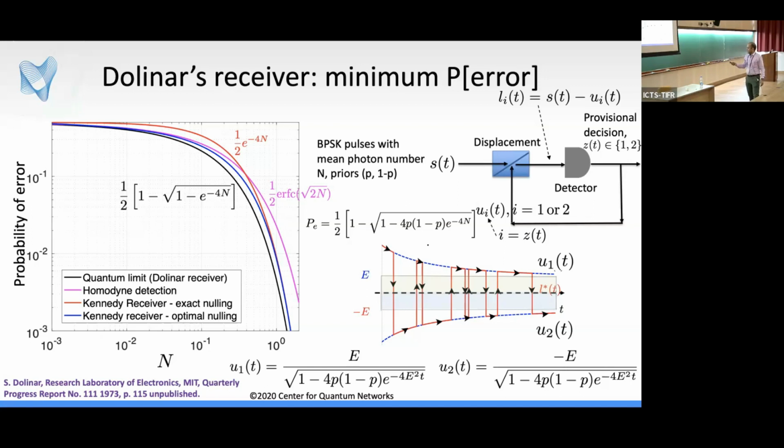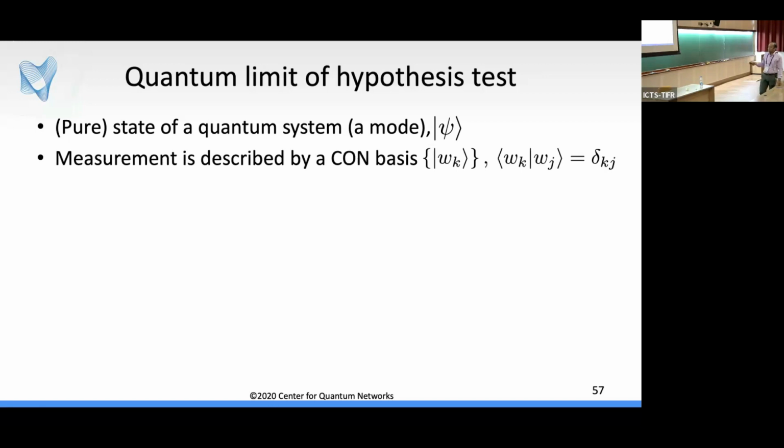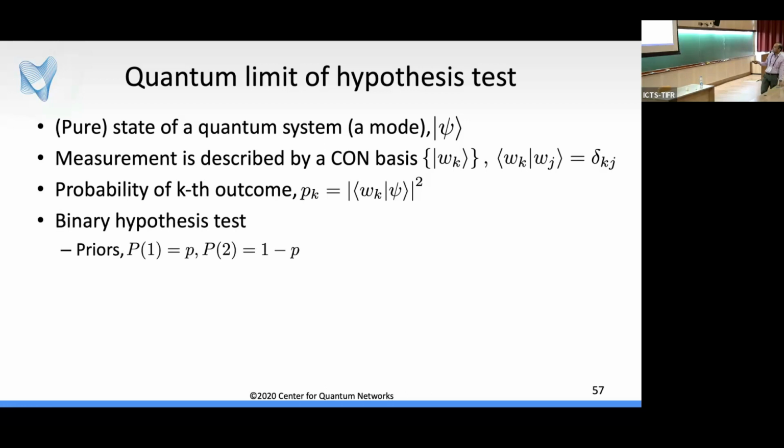Okay, so the next slide, stuck again. This is something you all know, so I don't have to belabor these points, but I still want to put my notation out there. A pure state of a quantum system, a bosonic mode, I'm going to write using psi. A projective measurement is described by a complete orthonormal basis in which psi lives, the w_k's. The probability of the kth outcome is the squared magnitude of the inner product between the kth measurement vector and the state.